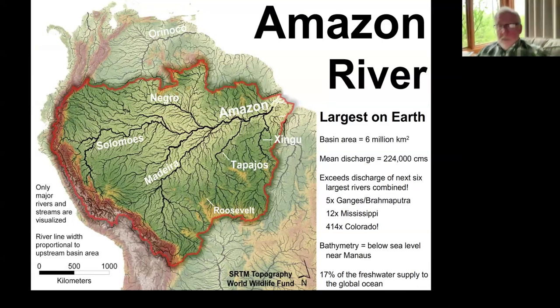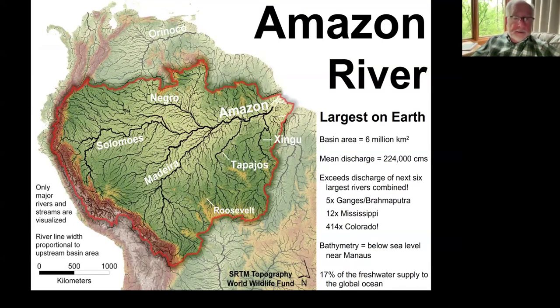Here's the Amazon River. I'm hurrying. I'm going to get it done in 5 minutes. I wrote the letters big because it's a big river, the largest river on Earth. Get out of here. 6 million kilometers, mean discharge 250,000 cubic meters per second. Get out of here. The Amazon River flow into the Atlantic exceeds the discharge of the next 6 largest rivers on Earth combined.